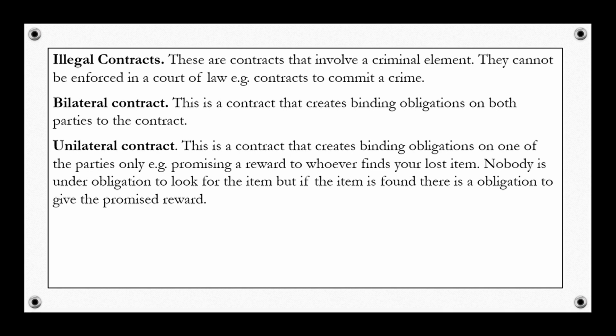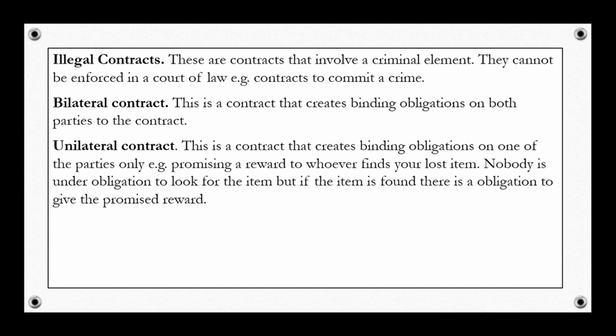This is a contract that creates binding obligations on both parties to the contract. So in this contract, both parties have legal obligations. For example, a contract where a contractor agrees to build a house and the owner agrees to pay. So every party has an obligation. So for bilateral contract, it creates binding obligations on both parties of the contract.